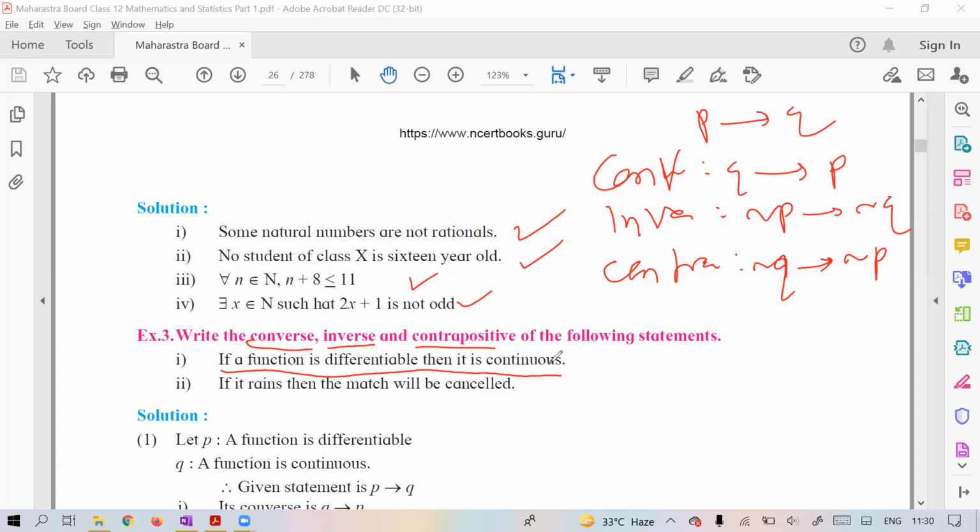Inverse is what? If a function is not differentiable, then it is not continuous. Correct. And contrapositive? If a function is not continuous, then it is not differentiable. Right. Okay, so you can do that. Simply you can write for this one also. If it rains, then the match will be cancelled. So in a similar way you can do that.